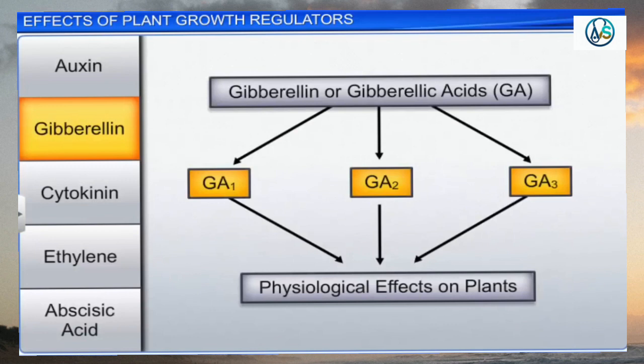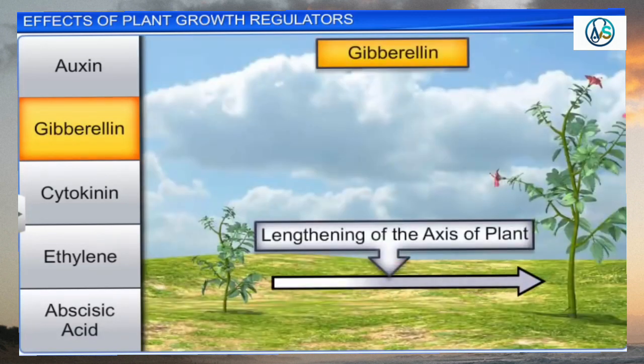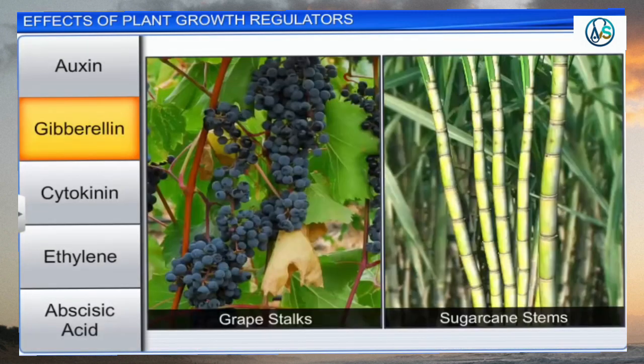Gibberellins have varied physiological effects on plants, such as an increase in the length of the plant body axis. This is why they are used in the lengthening of grape stalks and sugarcane stems to increase the yield.